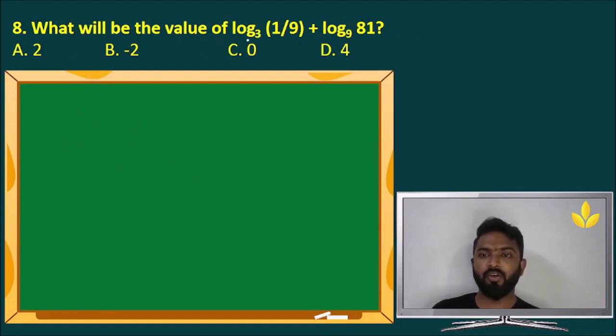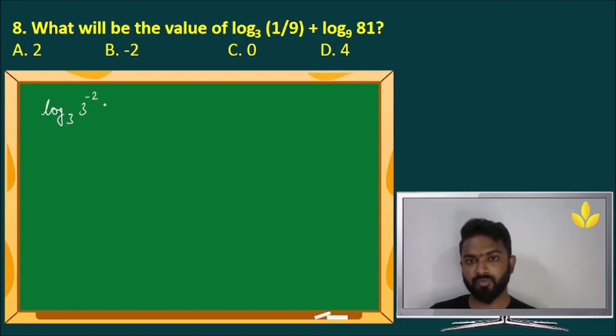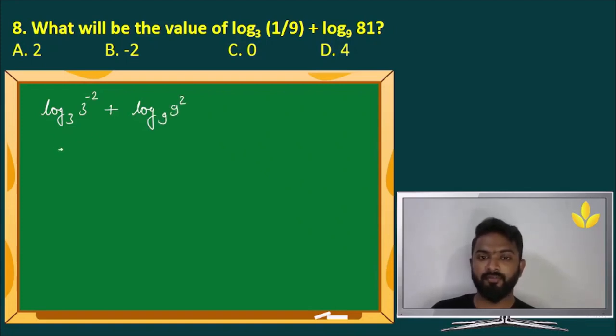What will be the value of log base 3 of 1 by 9 plus this one? Okay. We have log base 3 of 1 by 9. That is nothing but 3 to the power minus 2. Okay, 1 by 9, the power has to be negative, and 9 is nothing but 3 square. Plus log of base 9, 81 is nothing but 9 square. So we have minus 2 over here, plus 2 over here, that is equal to 0.